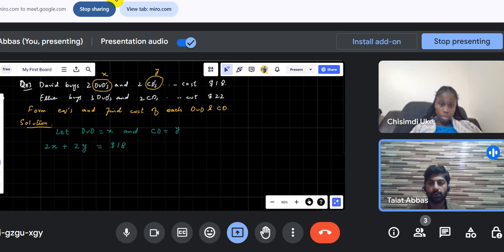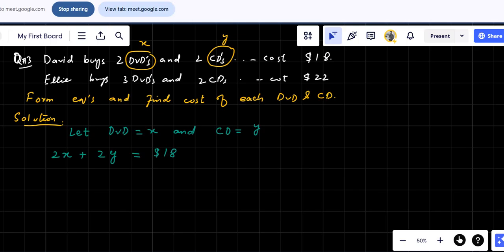Okay. Whenever you get any equation, first you need to check whether we can simplify that equation or not. If we can simplify that equation, you should simplify it. Like in this equation, I can take 2 common. So by taking 2 common, the equation will be x plus y equals 18, dividing both sides by 2. This equation will become x plus y equals 9, and this is equation 1. Perfect.